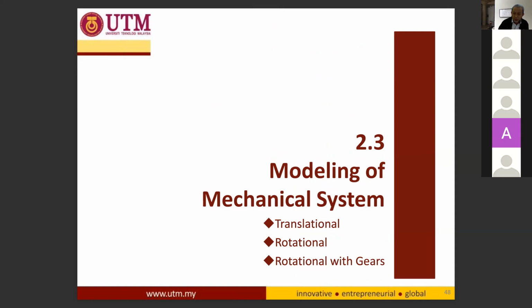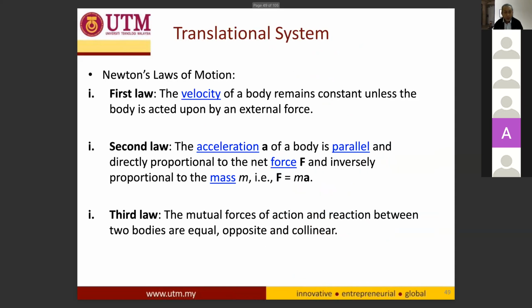Okay, modeling of mechanical systems. The mechanical system in this chapter 2.3 will consist of translational, rotational, and rotational with gears. The mechanical system here uses Newton's laws of motion. The first law: the velocity of a body remains constant unless the body is acted upon by an external force.